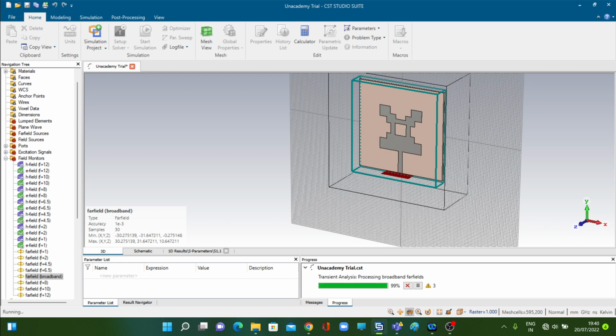There are different monitors, 1D monitor, 2D monitor, 3D monitors. Far field we had selected. We are measuring the results in the far field. So broadband far fields are being evaluated. Different processing steps it is basically showing us. We are almost there.